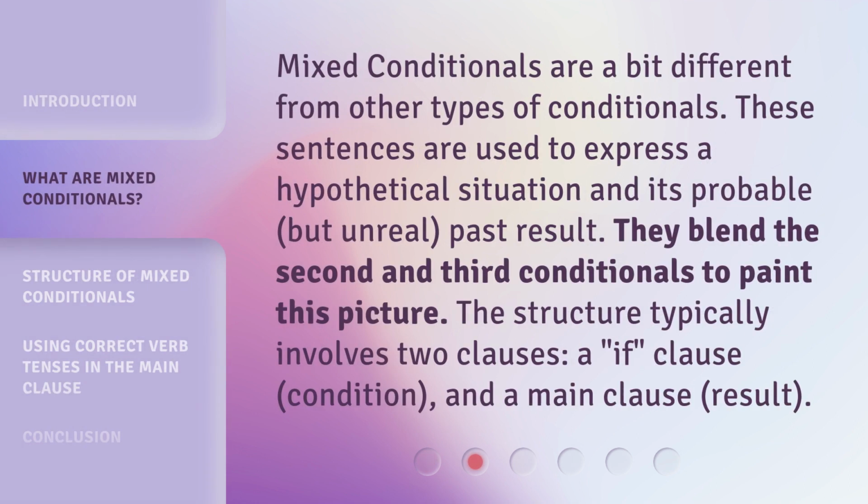Mixed conditionals are a bit different from other types of conditionals. These sentences are used to express a hypothetical situation and its probable, but unreal, past result. They blend the second and third conditionals to paint this picture. The structure typically involves two clauses: an if clause, the condition, and a main clause, the result.